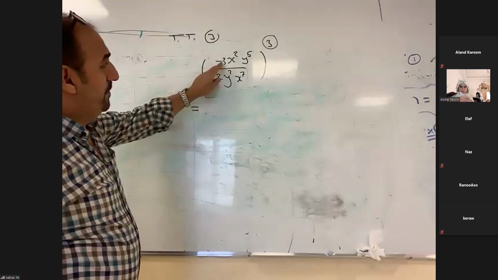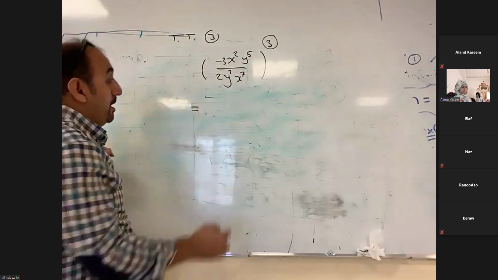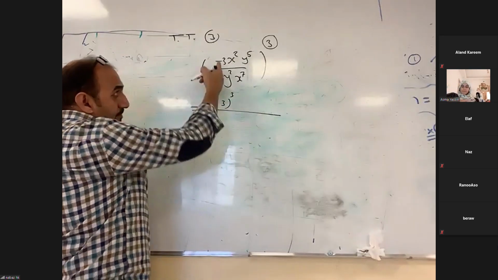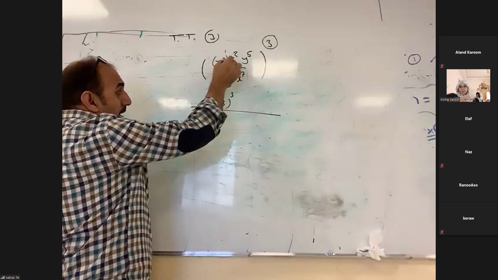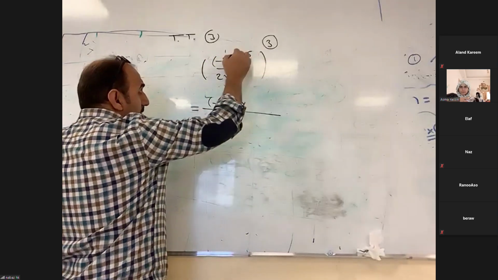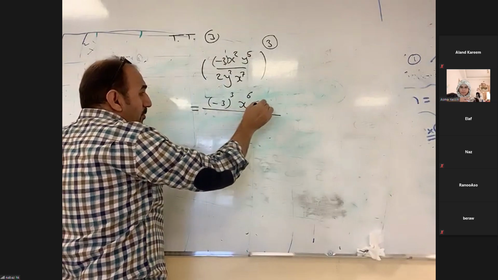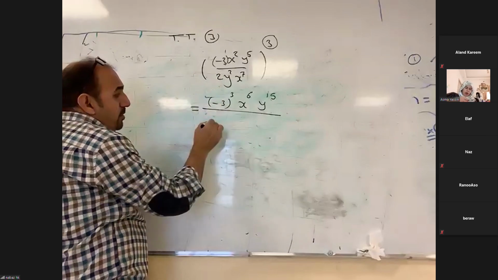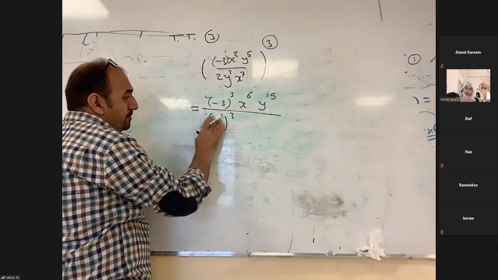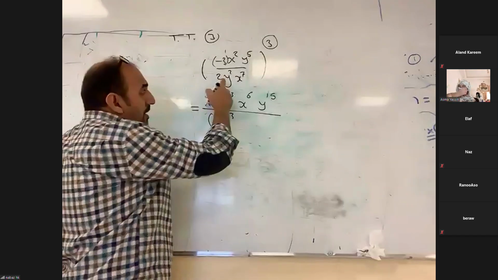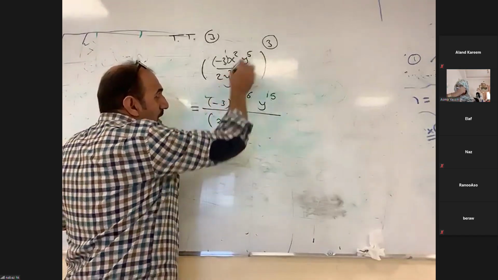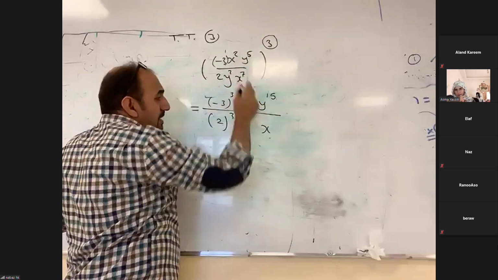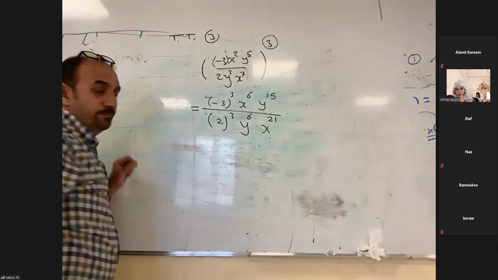We multiply 3 by each of these powers, which gives negative 3 to the power 3. This is power 1. And x to the power 3 times 2 is 6. And y to the power 5 times 3, 15. Here it will be 2 to the power 3. And this one will be y to the power 2 times 3, which is 6. And this x equals 3 times 7, which is 21.